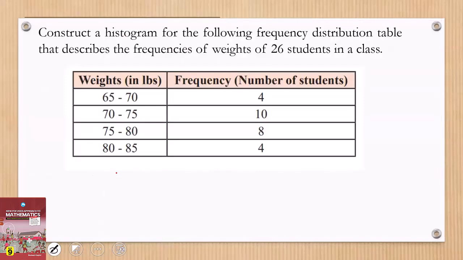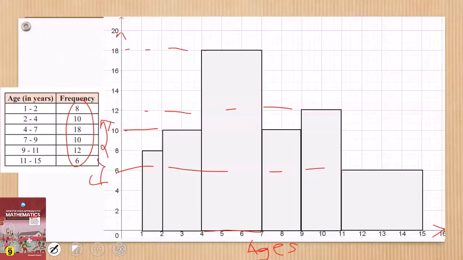This one too, the question says construct a histogram for the following frequency distribution table that describes the frequency of weight of 26 students in a class. Before we do that, let's go back and finish this question.